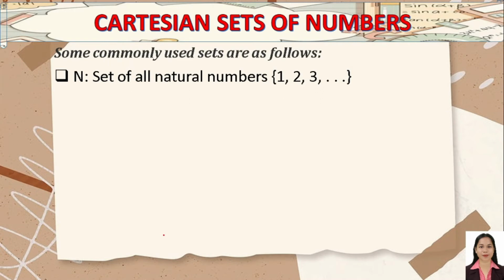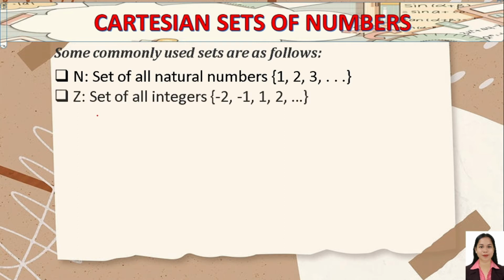So, some commonly used sets are as follows. So, these are the Cartesian sets of numbers na kailangan natin malaman. So, una is yung symbol na N. So, yung N natin, these are the set of all natural numbers or counting numbers. So, we have 1, 2, 3, and so on. Then, Z naman is the set of all integers. So, set of all integers, we have negative 2, negative 1, 1, 2, and so on. So, both positive and then both negative.